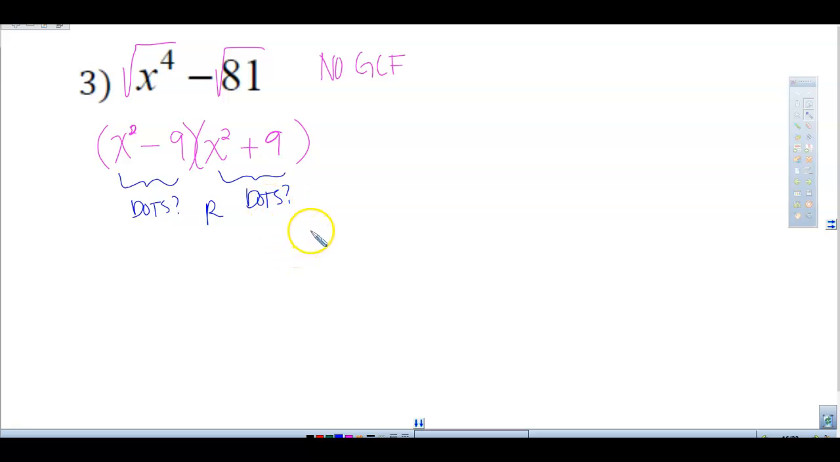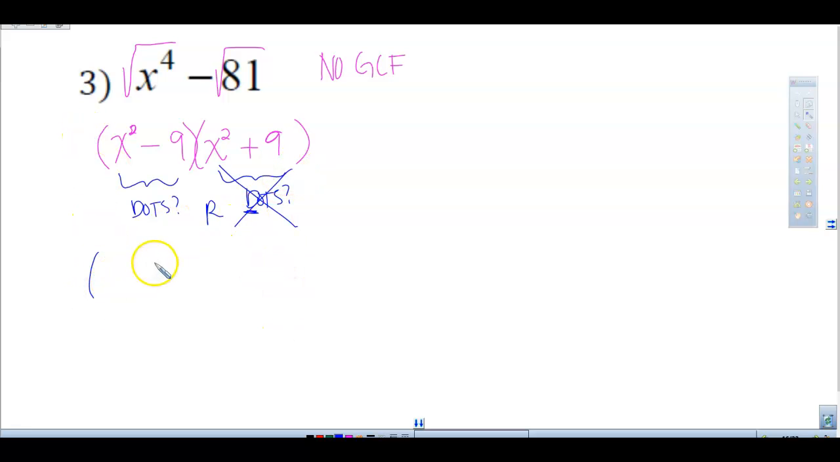Okay, ready? So, do I have dots? Yes or no? Tell me in 3, 2, 1. Yes. Which one is my dots? Just the first one. Why not the second one? Because of the addition. Remember, D stands for difference, which means subtracting. So no dots for that one, but the first one does.